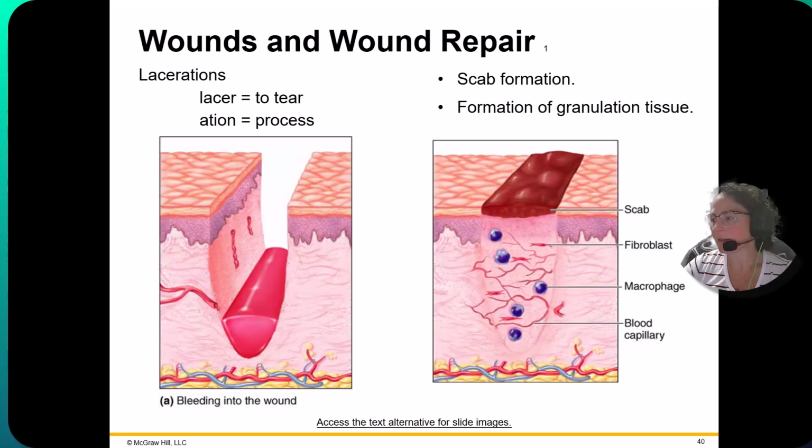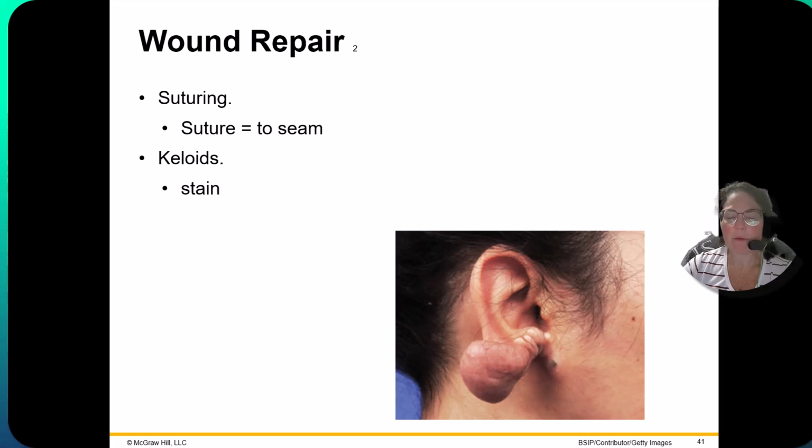Wounds and wound repair. Just gives you an idea of how wounds repair. They repair from the inside out or from the bottom up towards the top of the skin. If you have a deeper wound that requires some sort of intervention, we may have to do some suturing. And suture means to seam. We're going to seam it up just like you were sewing, right? And many times people have what they call keloids. Keloid itself means stain, but this is where they get that big scar tissue that almost looks like sometimes masses or tumors. And these keloids can be painful.